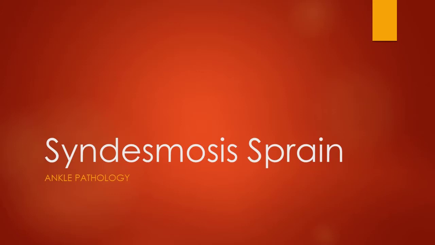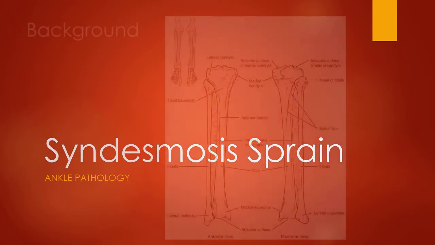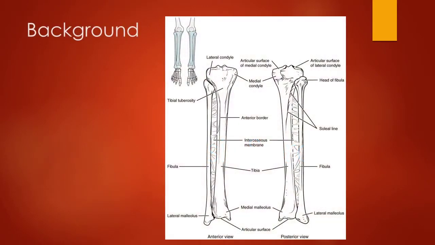A syndesmosis sprain is often called a high ankle sprain. Your proximal and distal tib-fib joints work together primarily at the ankle, but it's not just the joints that are going to be working in order to maintain that stability of the ankle.